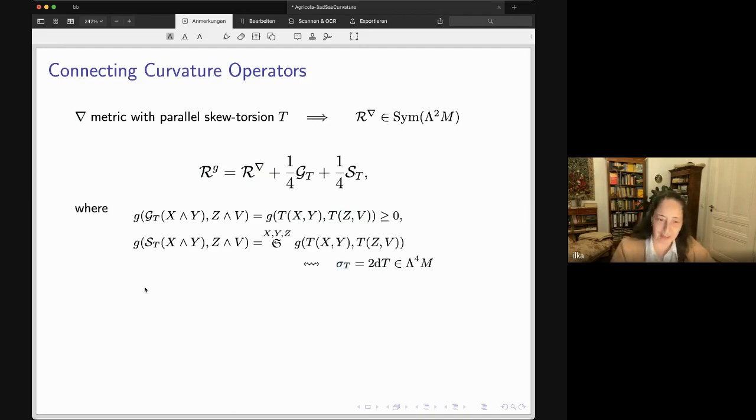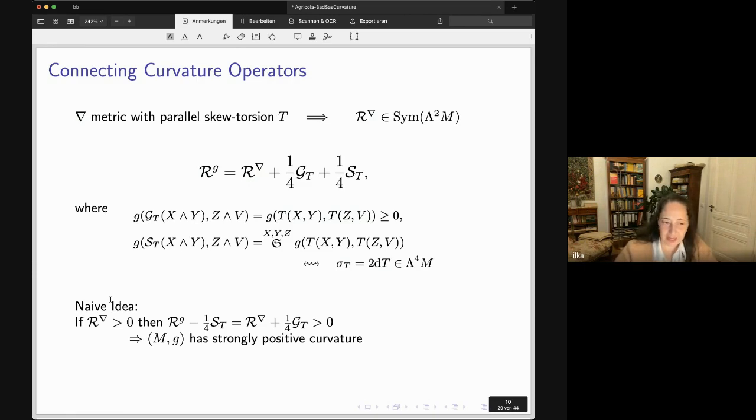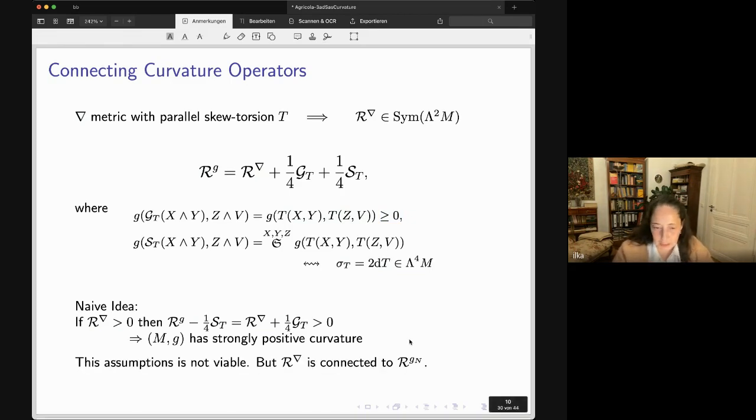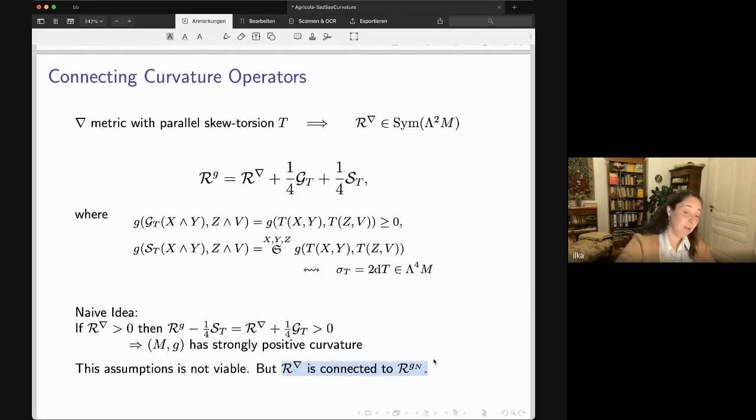But almost, philosophically, yes. Okay, so the naive idea of our approach is that if we can show that the Nabla curvature operator is positive, then we rewrite things like that. And since G T is positive anyway, which is observed here, then we would be able to conclude that M has strongly positive curvature. So it's not working exactly like that, but the idea is not that bad either. This assumption is too strong, but we can connect another curvature operator to the Riemannian curvature of the base, this quaternionic Kähler manifold. And that actually works very nicely.